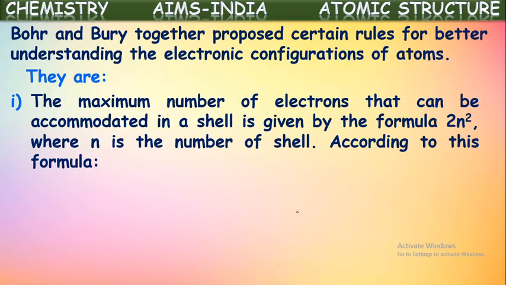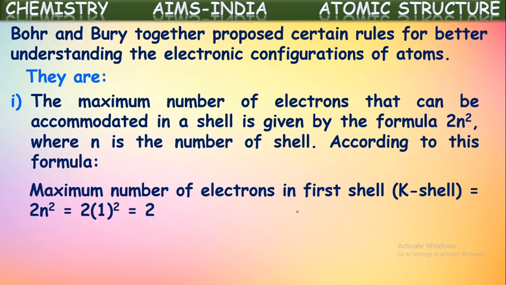Let us see here, according to this formula, the maximum number of electrons that can be accommodated in the first shell, which means n is equal to 1. So in the formula 2n square, if we substitute n as 1, what do we get? 2 into 1 square, that is 2. So the maximum number of electrons that can be accommodated in the first orbit of an atom is equal to 2.